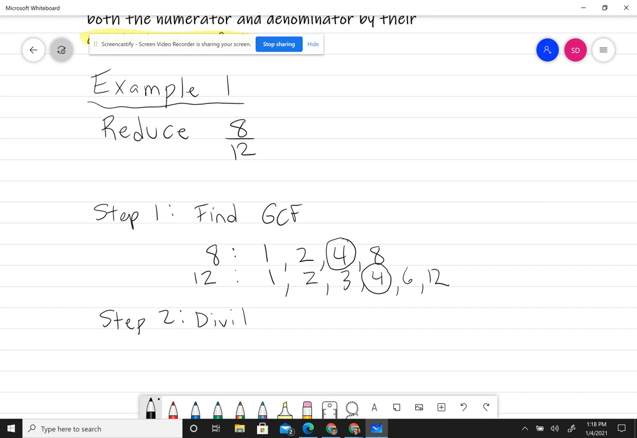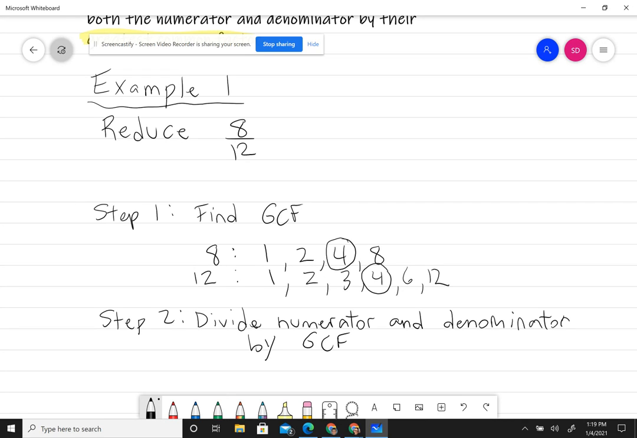divide numerator and denominator by GCF.